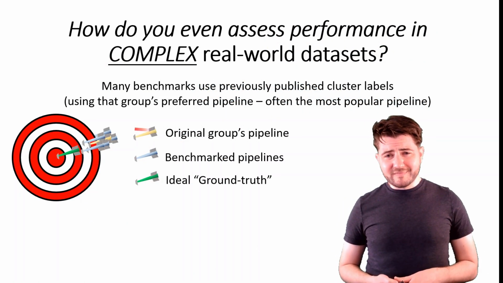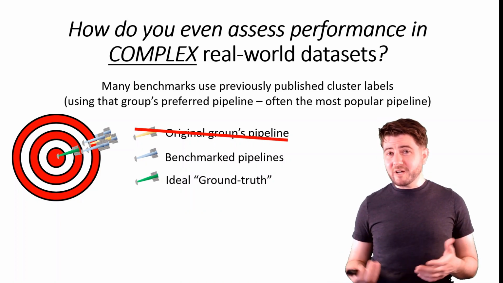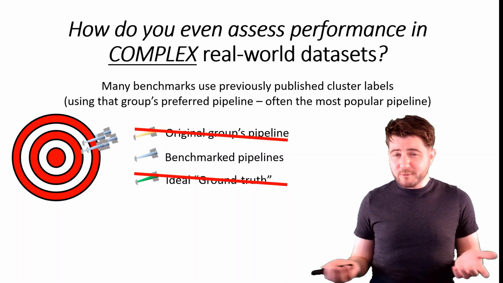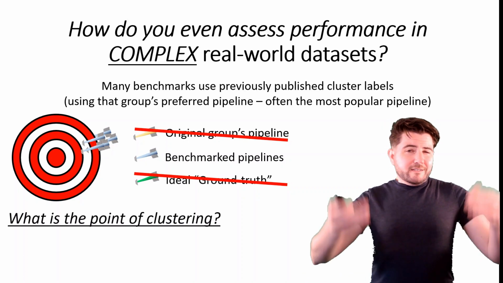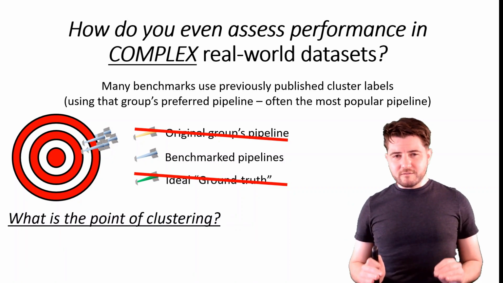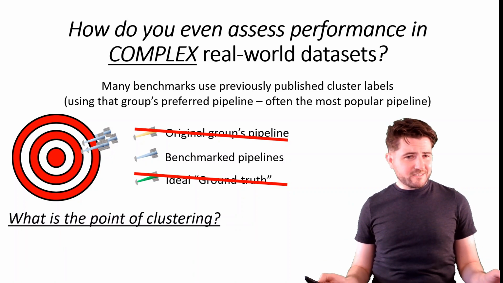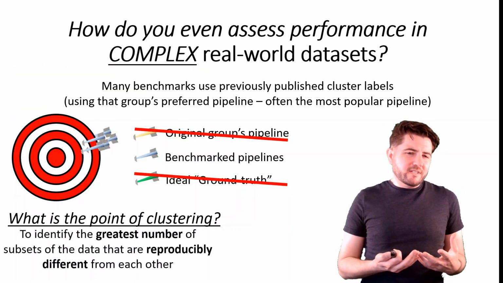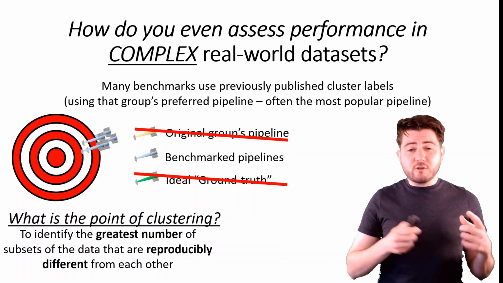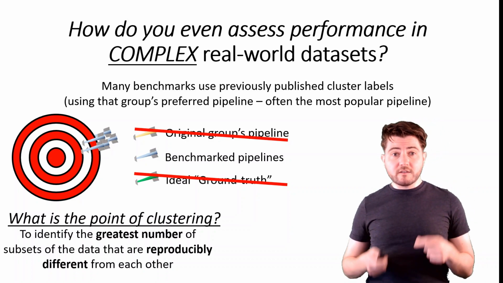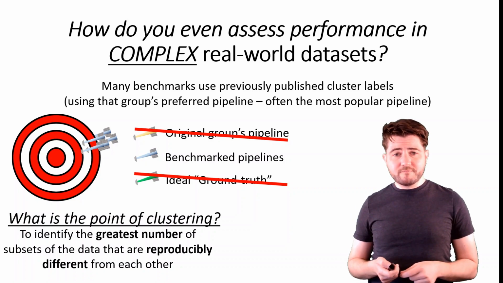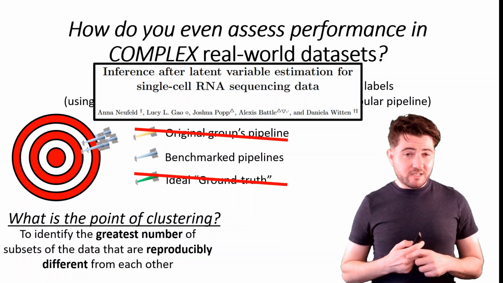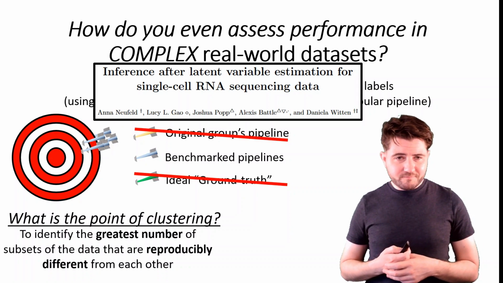So what do we do? If we can't use the original group's pipeline's labels, and we don't know the ground truth, what are we left with? Let's take a step back and ask the question, what is the point of clustering? So what I came up with is the ability to identify the greatest number of subsets of the data that are reproducibly different from each other. And that reproducibly different from each other gave me an idea related to count splitting.